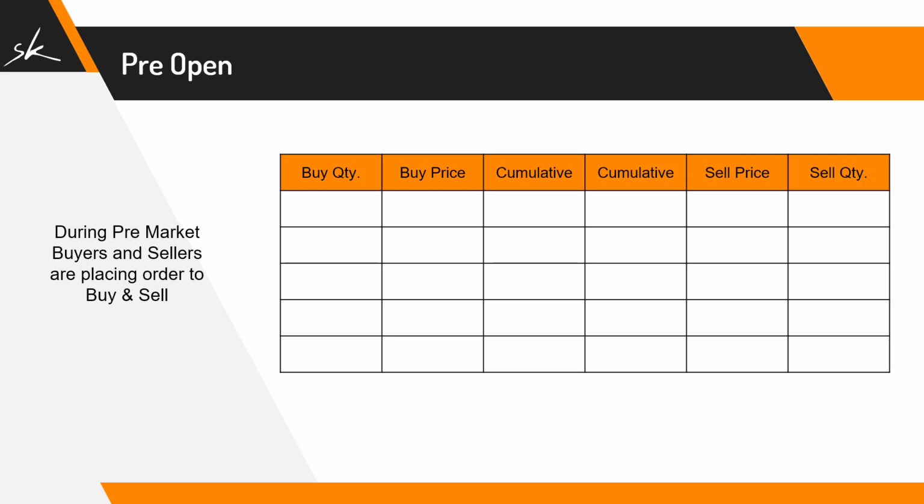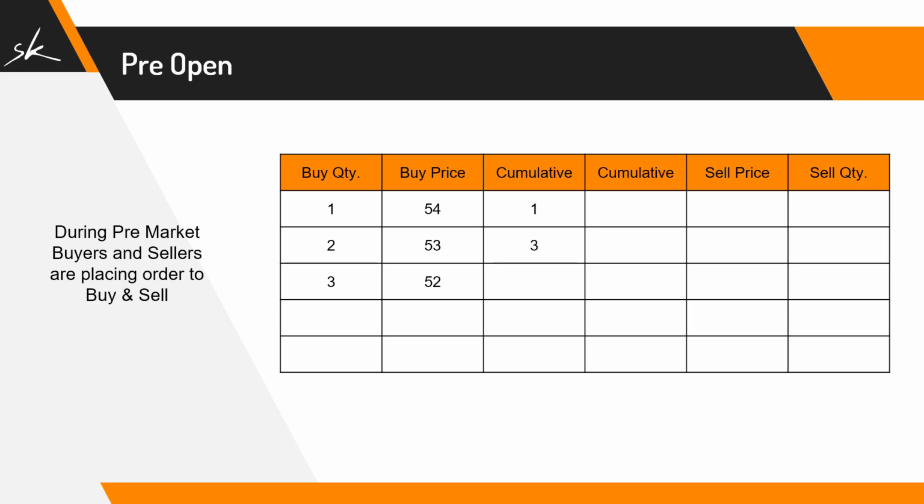During the pre-market, the buyers and sellers are placing their orders to buy and sell. Let's assume there is a buyer who wants to buy one share at 54 rupees, which means at 54 rupees, the total number of cumulative shares to be bought is 1. Another buyer wants to buy two shares at 53. So the buyer who was willing to buy at 54 will definitely be happy buying at a cheaper price, which makes the cumulative at 53 as 2 plus 1, which would be 3.